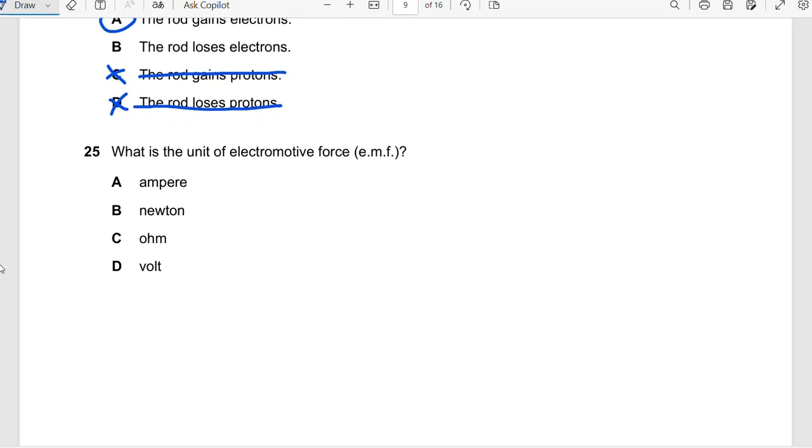Question 25, what is the unit of electromotive force, EMF? It's volt. It's the same unit as potential difference.